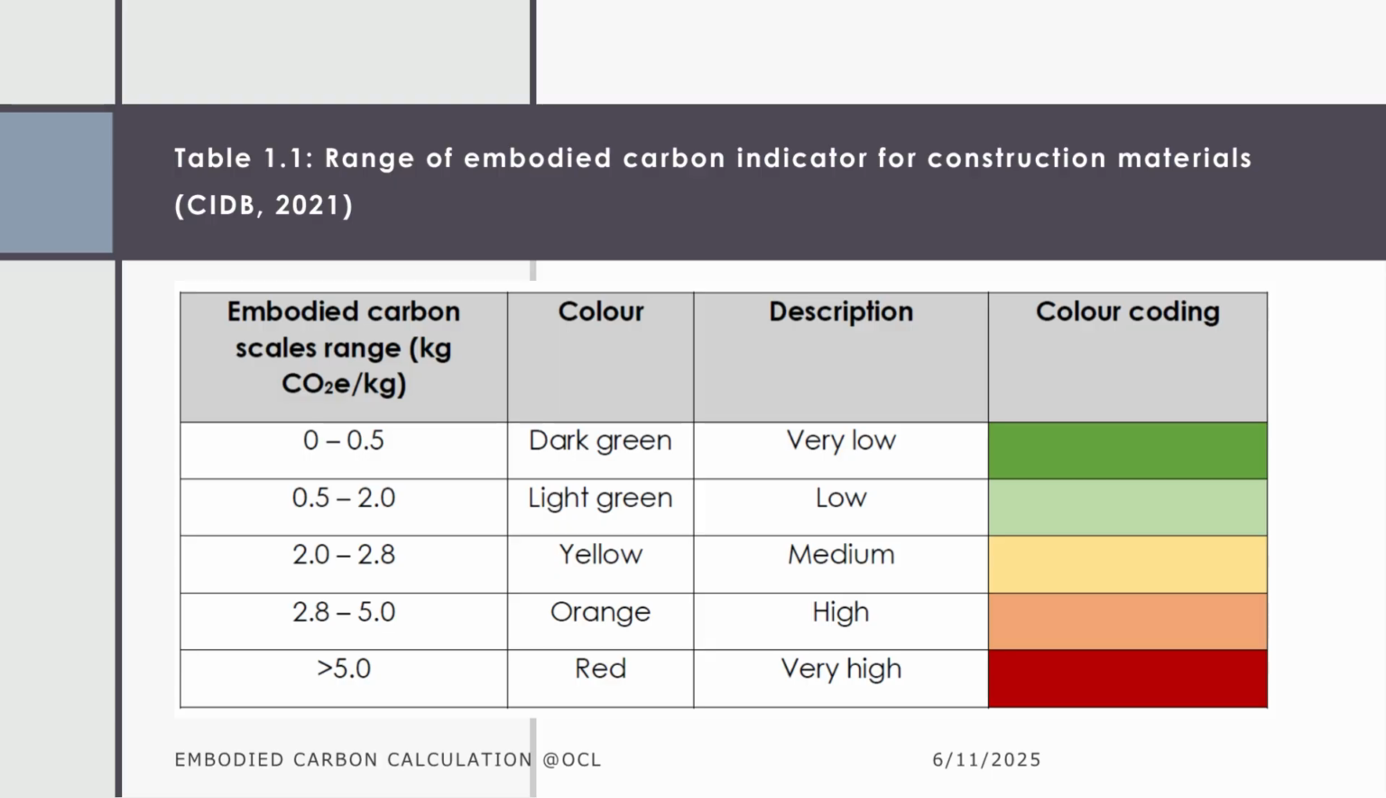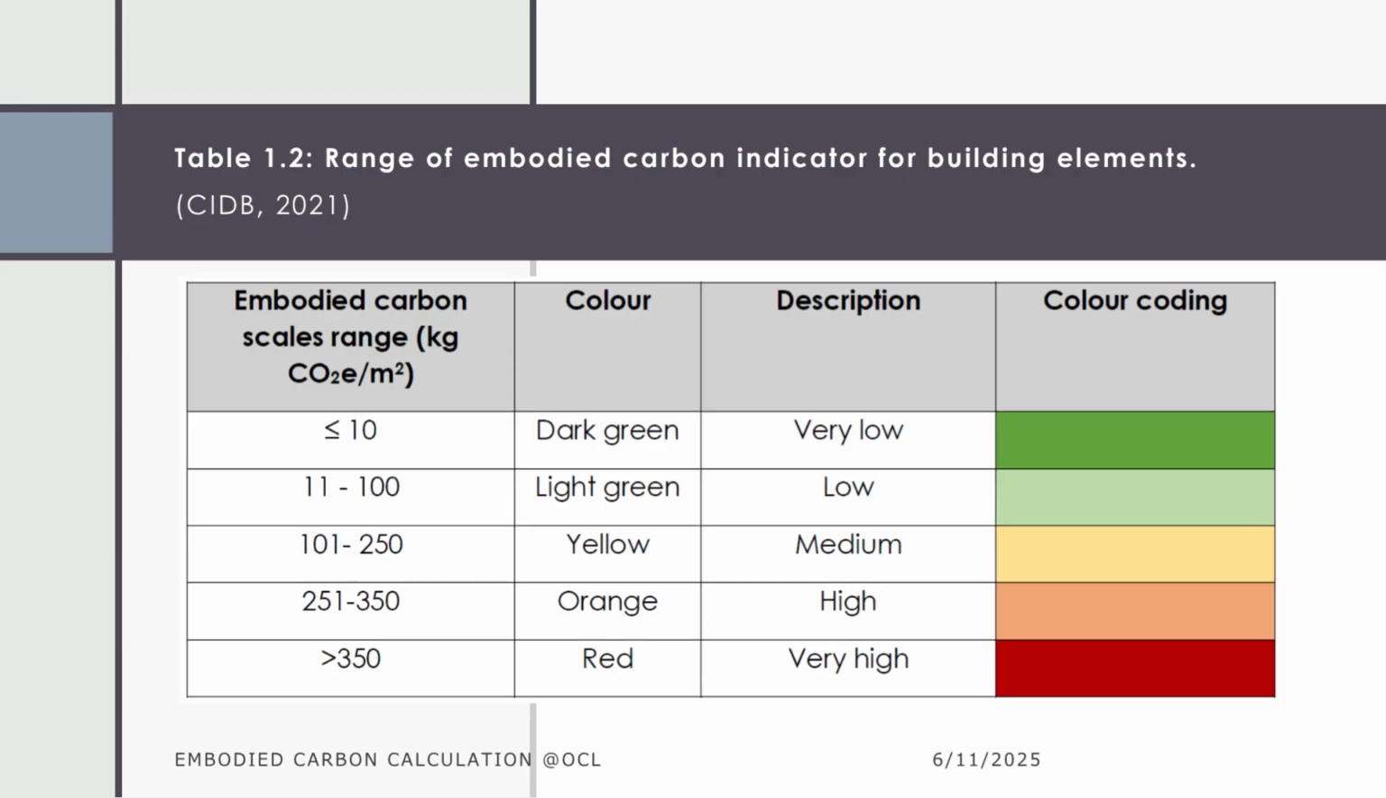CIDB Malaysia has introduced embodied carbon indicator ranges. For construction materials, emissions below 0.5 kilograms carbon dioxide equivalent per kilogram are very low, while above 5 kilograms carbon dioxide equivalent per kilogram are very high. For building elements, emissions below 10 kilograms carbon dioxide equivalent per square meter are very low, while above 350 kilograms carbon dioxide equivalent per square meter are considered very high. These benchmarks help engineers assess where improvements are needed.